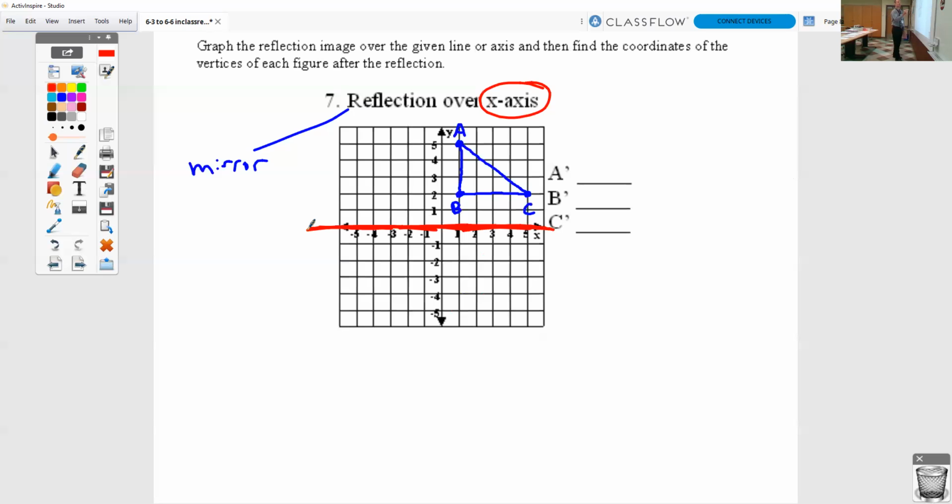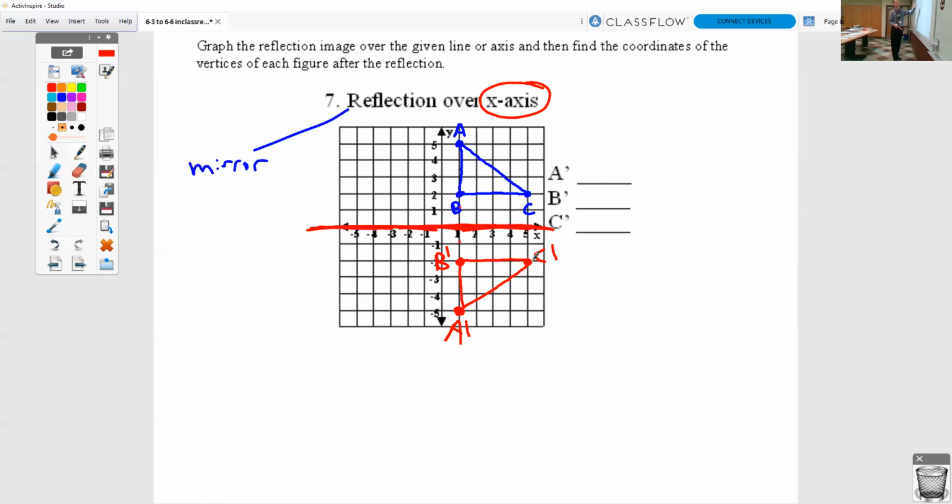So when we're taking a look at this, A is 1, 2, 3, 4, 5 places to the line. 1, 2, 3, 4, 5 places away from the line. This is A prime. B is 1, 2 places to the line, 1, 2 places away from the line. That's B prime. C is 1, 2 places to the line, 1, 2 places away from the line. That's C prime. Connect your dots.